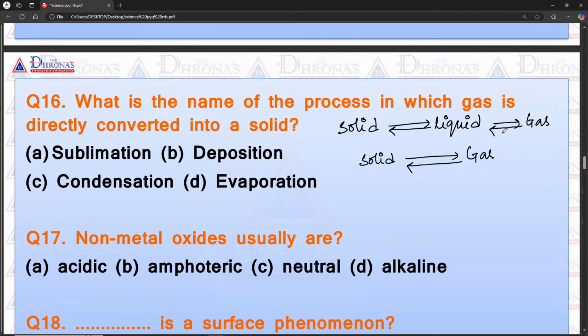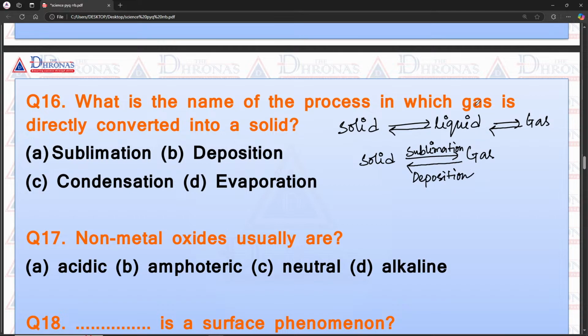Both sides we can change. So जो solid से directly gas होता है उसको हम लोग बोलते हैं sublimation. इसमें आपका liquid states नहीं होता. That is known as sublimation. और जब gas से आप directly solid में लाओगे, that is known as deposition.